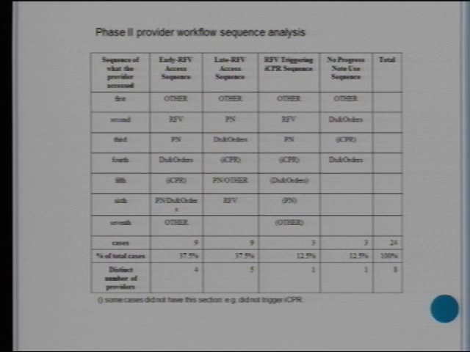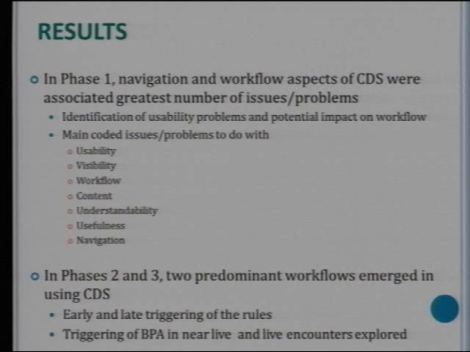So just to give you an idea of how we could look at the order, we did a pie chart looking at different times using the system. And we could also relate that to the comments about what people liked or didn't like in terms of the guideline. So I've already mentioned that in phase one, the results were identification of usability problems, mainly to do with usability: visibility of system status, or visibility of a guideline on a screen, is an important category. Workflow, I've mentioned the issue of workflow, content, navigation. And as I've mentioned, in phases 2 and 3 different workflows emerged, including early and late triggering of the rules. And we also looked at that in the near live situation.